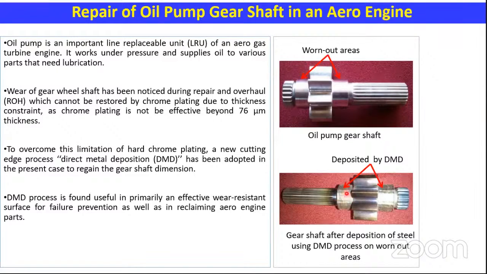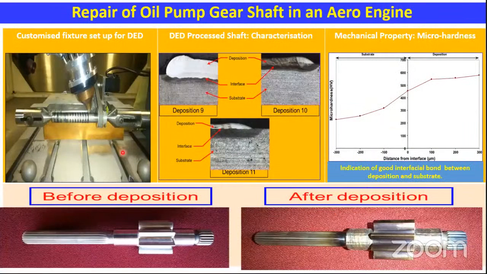And you can see that this component has been deposited by the DMD technique, nothing but direct metal deposition or LENS technique. So we can deposit and restore the dimension, and with minimal post finishing operation, the component is retrieved or reclaimed from its damaged condition to a repaired condition, right? So this is how the component would be repaired.